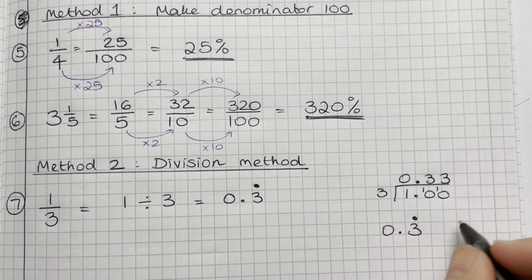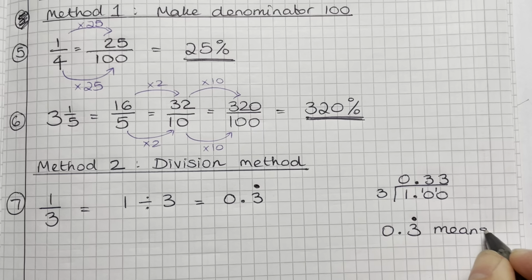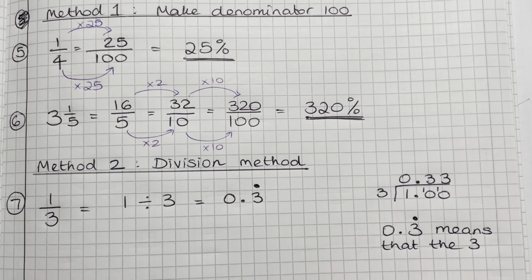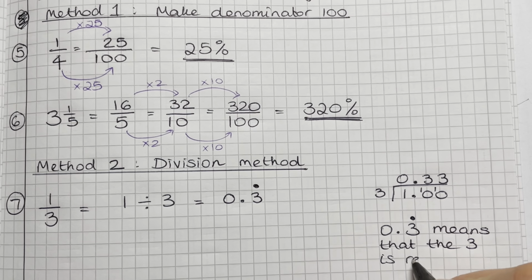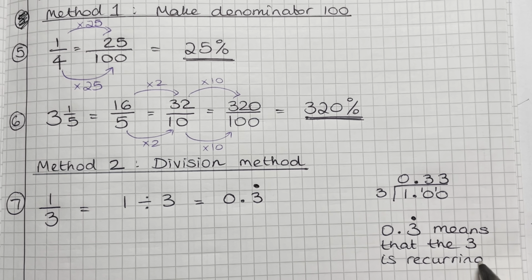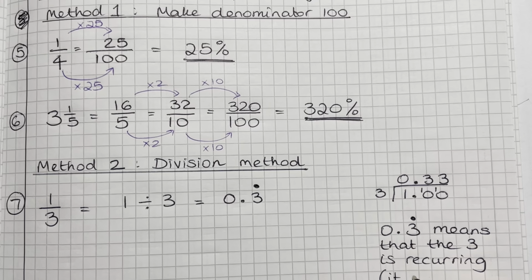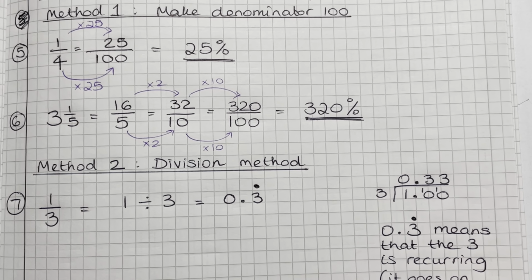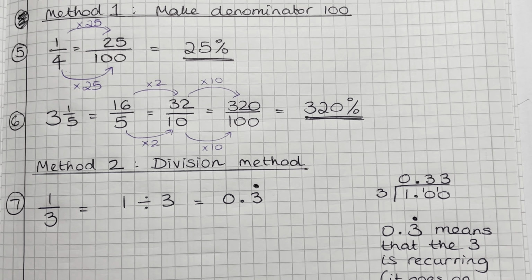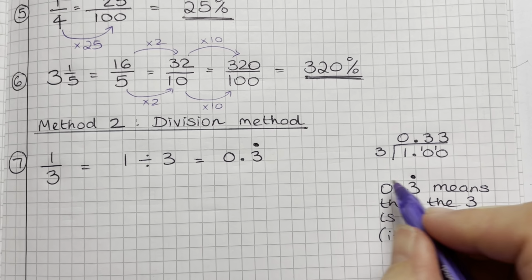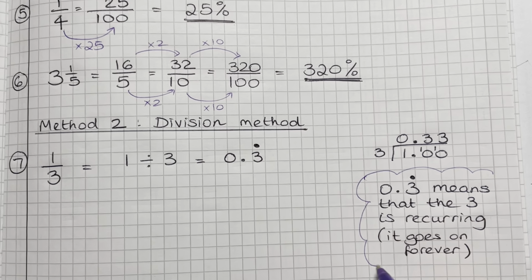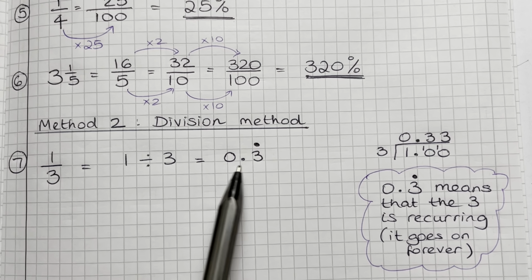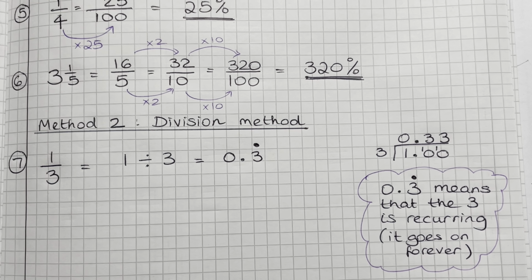Let's just put that in a quick learning bubble as well to say that 0.3 with the dot over the 3 means that the 3 is recurring, i.e. it goes on forever. That's what recurring means. It goes on forever. So just a quick little learning bubble there.